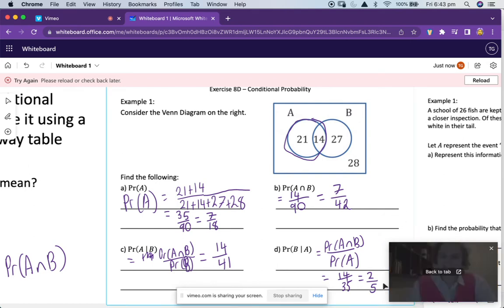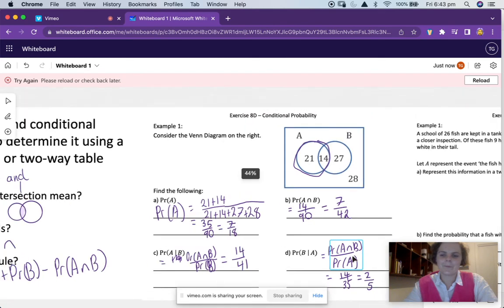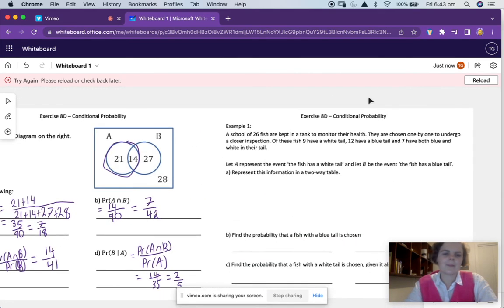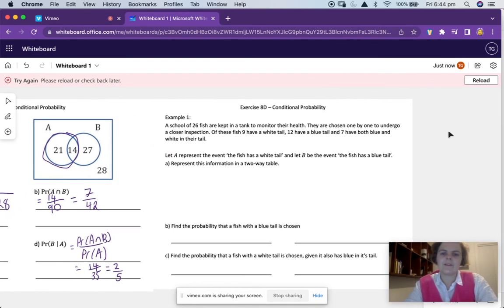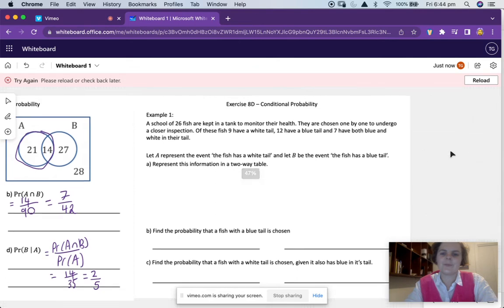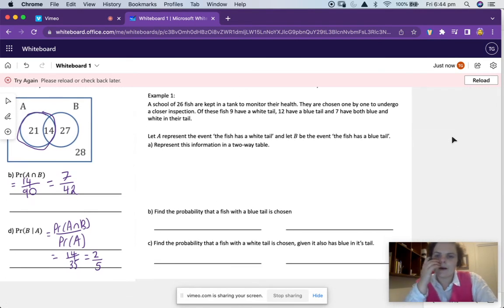All right, now let's try a worded problem. We have a school of 26 fish kept in a tank to monitor their health. They are chosen one by one to undergo a closer inspection. Of these fish, 9 have a white tail, 12 have a blue tail, 7 have both blue and white in their tail. So feel free to give this a shot on your own and then jump through to the answers at the end to check to see if you got it right. If you're not sure how to get started, then let's go through how to do this.